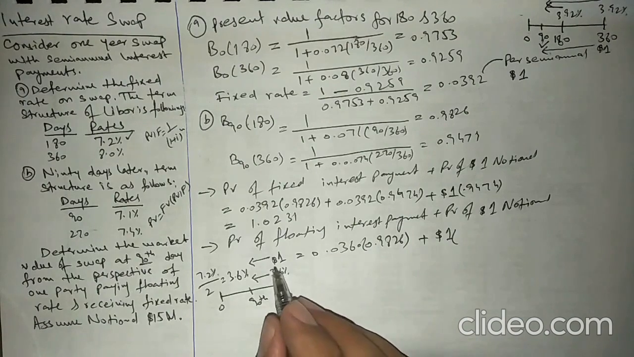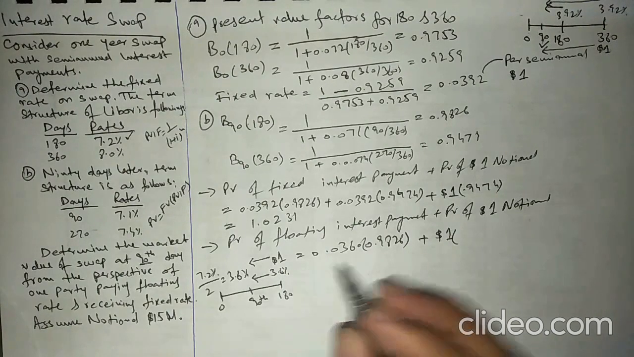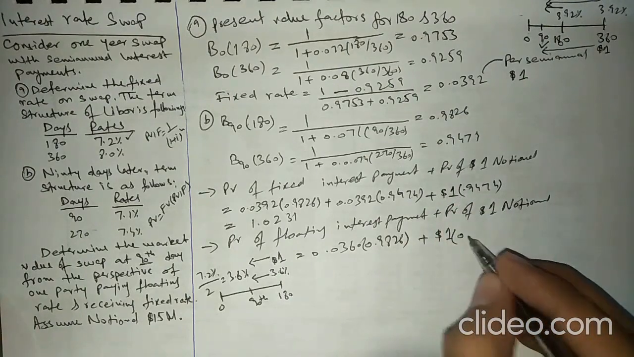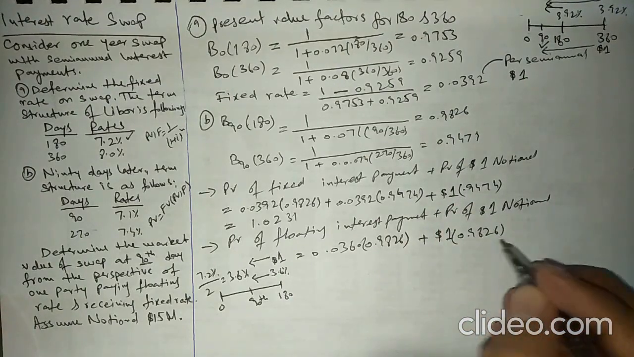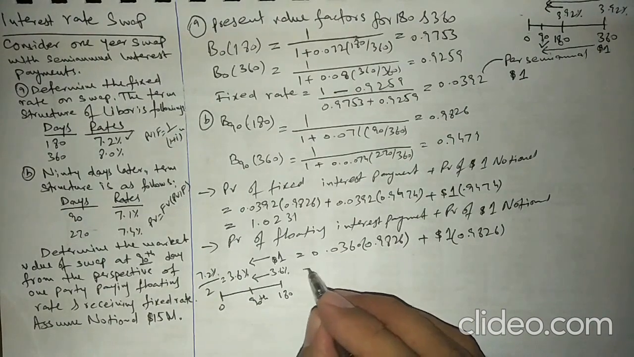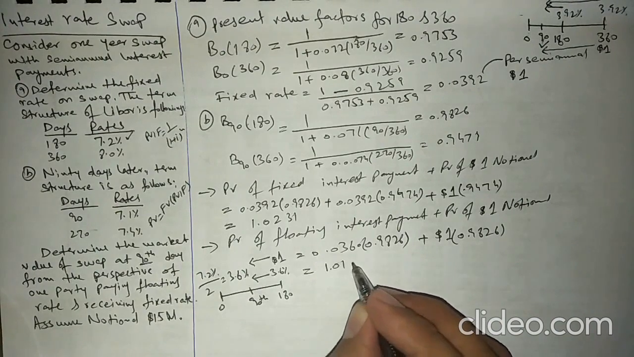again we are discounting this $1 notional from the 180th to the 90th day. So it means that we will use the 90 day present value factor, and the present value factor for 90 days is 0.9826. So the whole answer here is 1.0180.